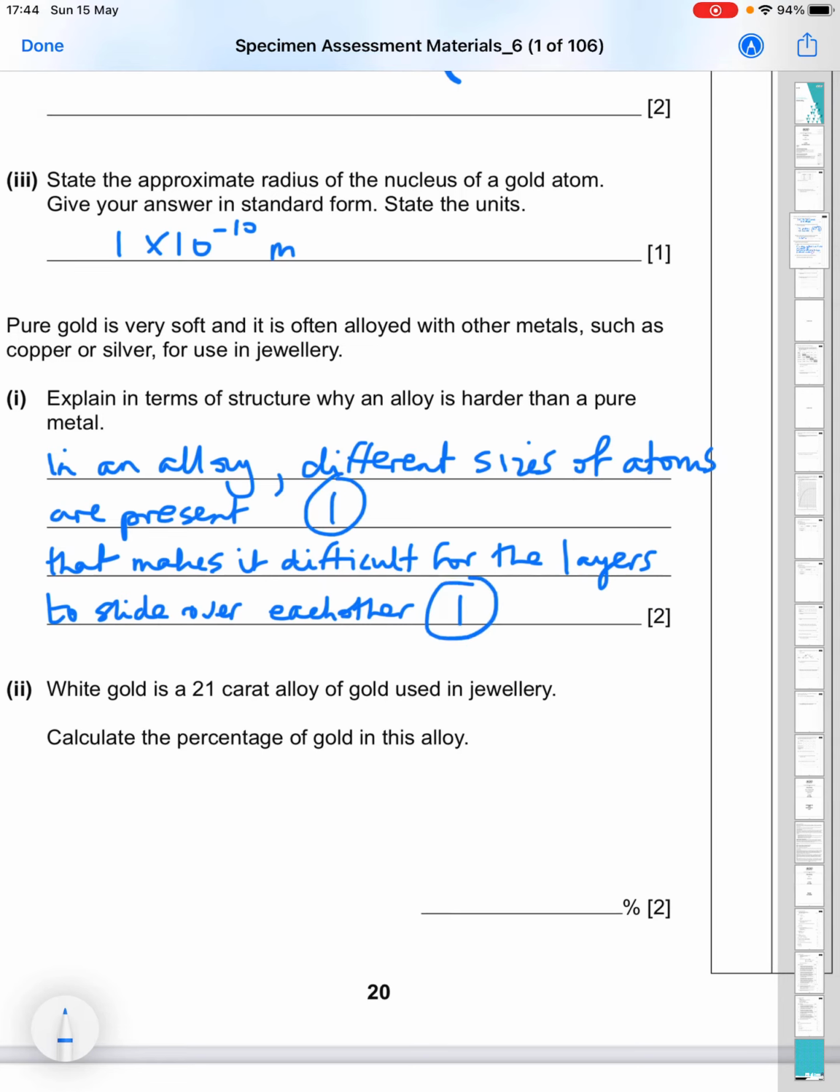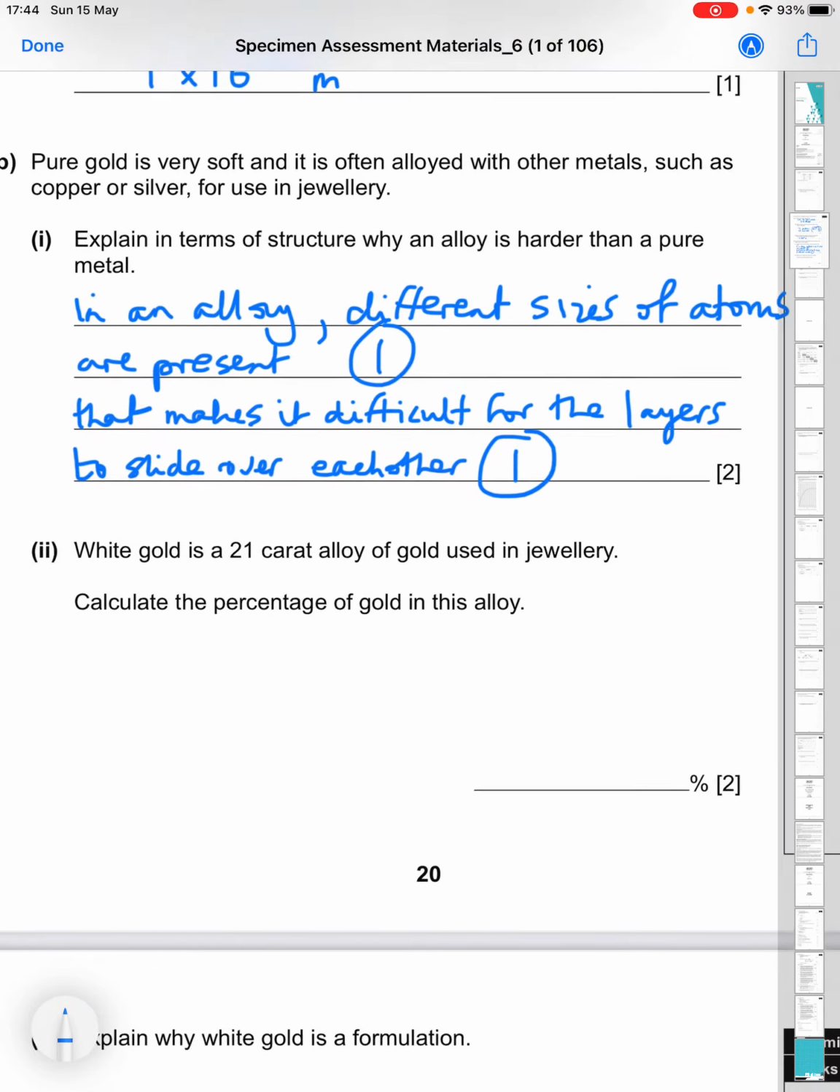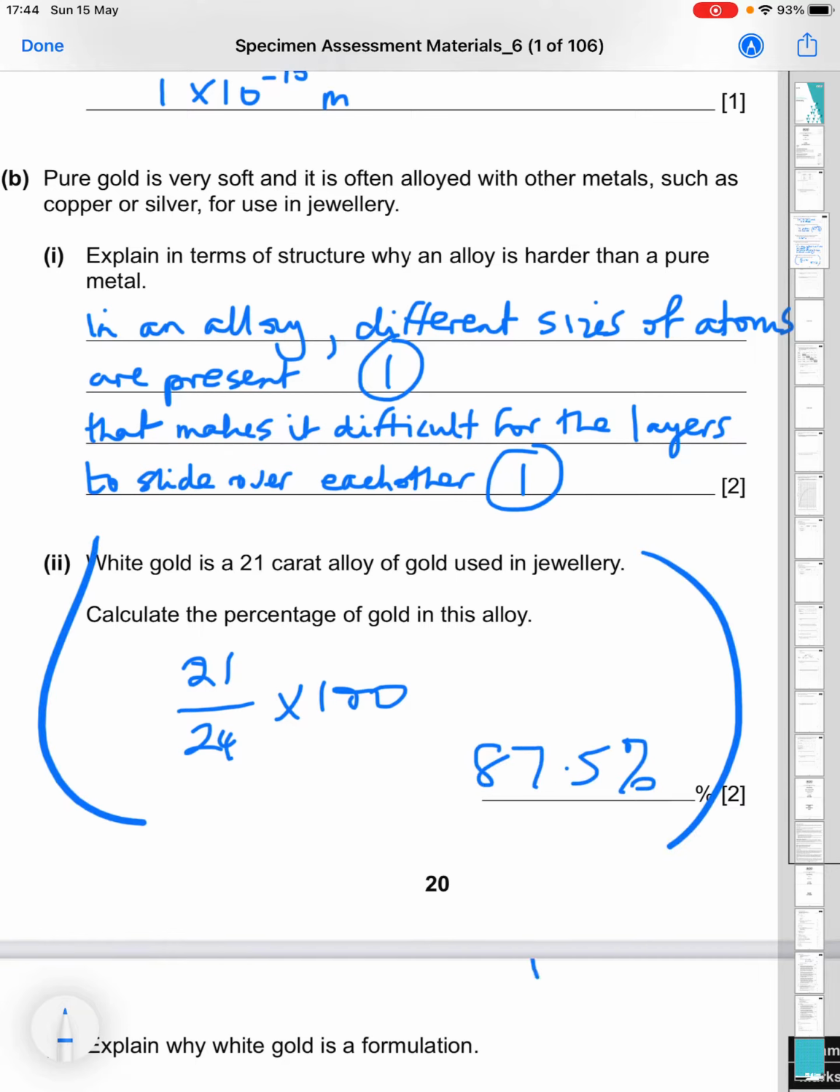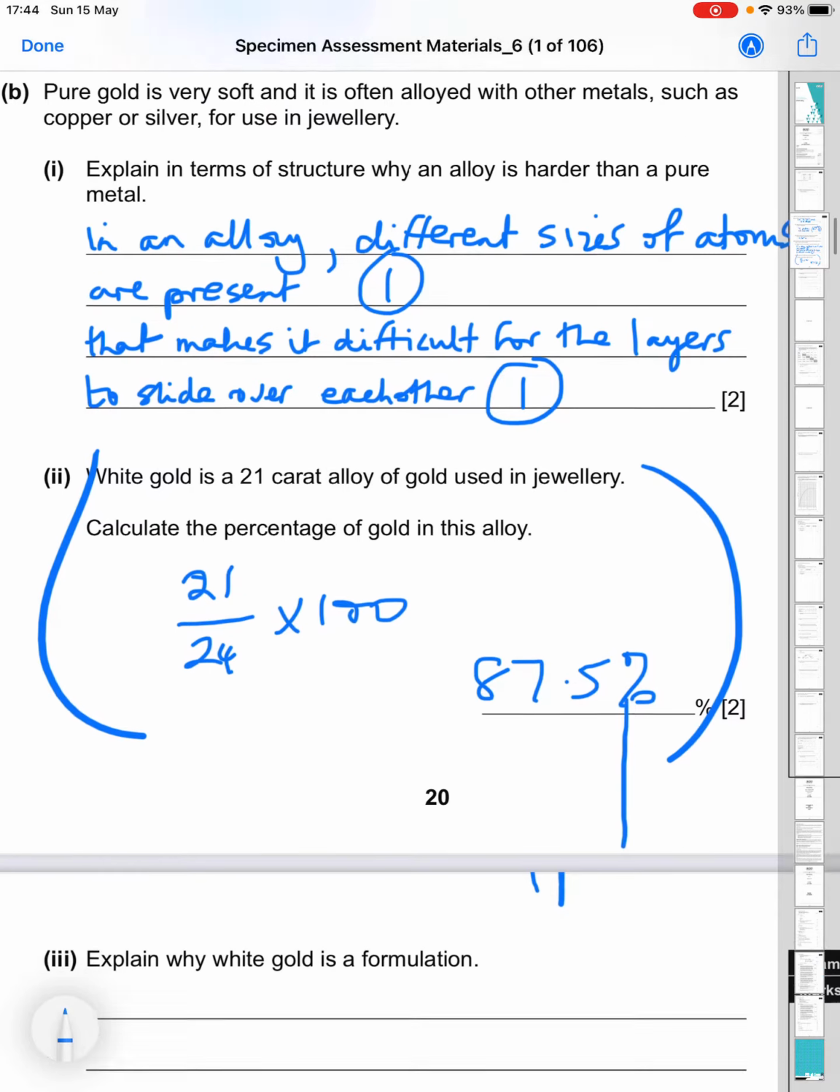Now the next bit, carats used to be on the syllabus, not anymore, but a carat, if you have 100% pure, it's 24 carat. So 21 carat gold would be 21 divided by 24 times 100. So the answer is 87.5%, but as I say, that has been removed from the syllabus for a while now.